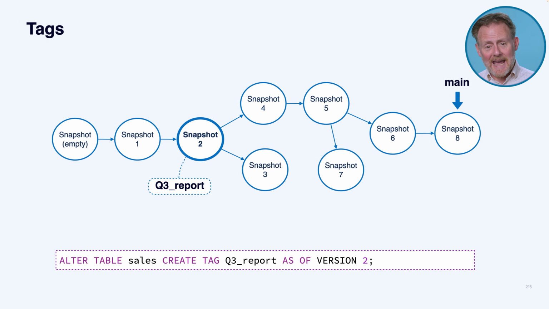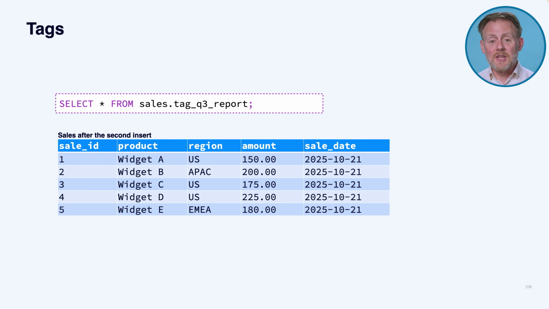So you create a tag for it. In this case, Q3 report. One alter table create tag command, and you're done. That's it. That label is assigned to that snapshot, and it'll be there for as long as you'd like it to be. And you can query a tag with the tag underscore syntax. Another one of those things that could be engine dependent, so check your docs. But this shows the sales table as it looked, as it existed at the time of the Q3 report tag, right after the second insert you see here.